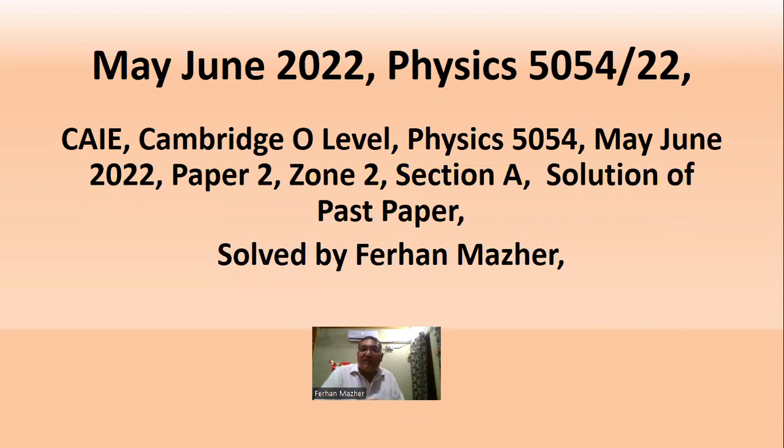Physics 5054. Today we are going to solve a theory paper, which we call paper 2. We have selected May June 2022, Physics 5054 paper 2. This paper belongs to zone 2. In this session, I'm going to solve section A of this paper.